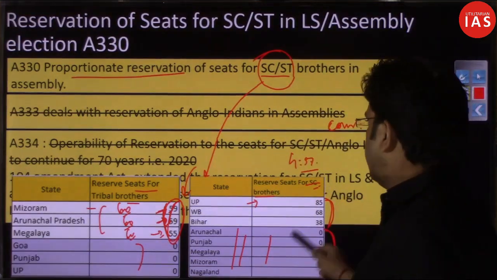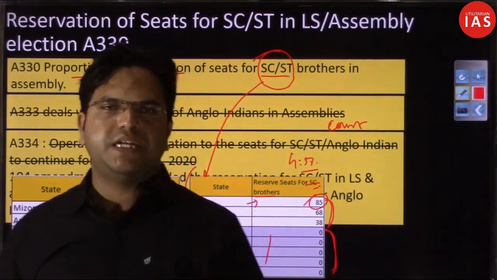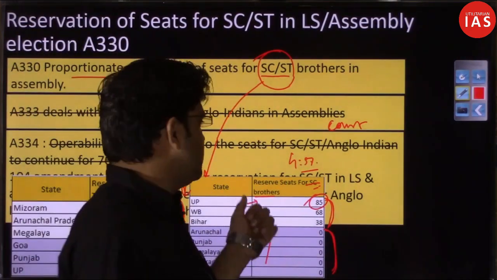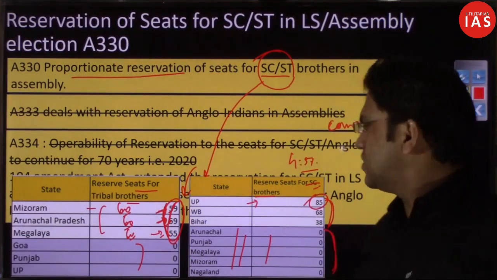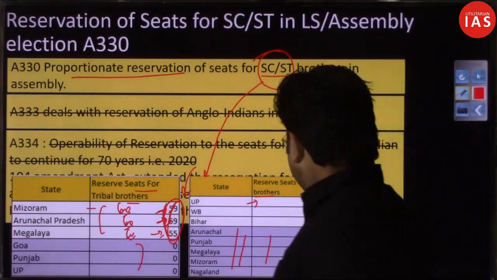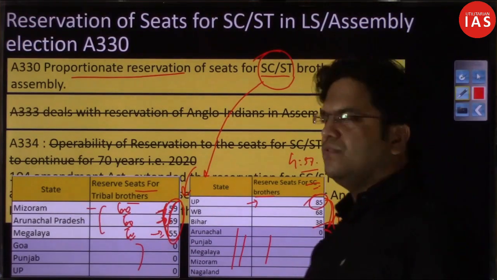Similarly, UP has the most number of seats reserved for SC communities, 85 seats out of 403. Then you have West Bengal, 68 seats out of 294. Then next Bihar, 38 seats out of the 243 assembly size that they have, right.